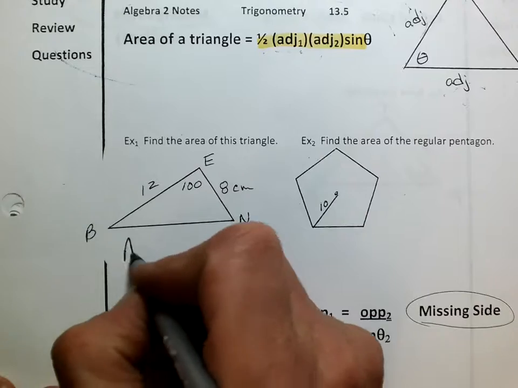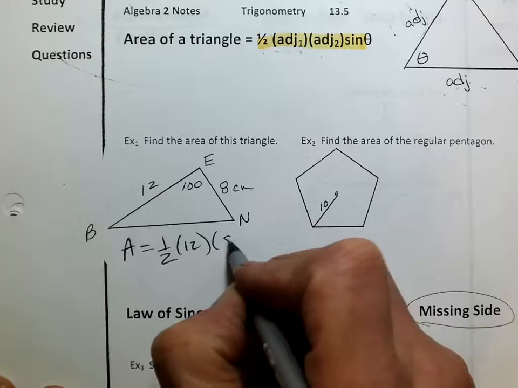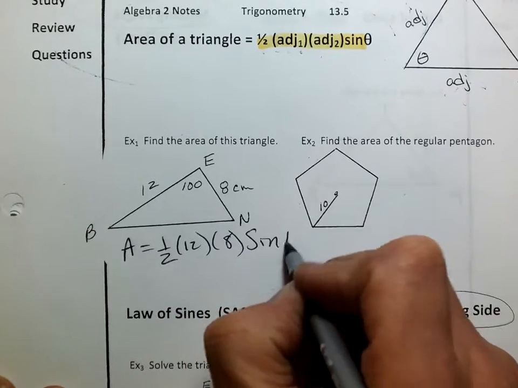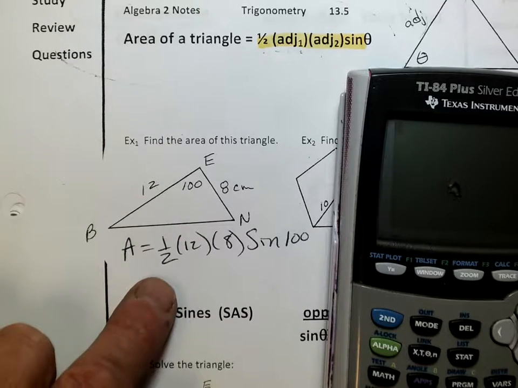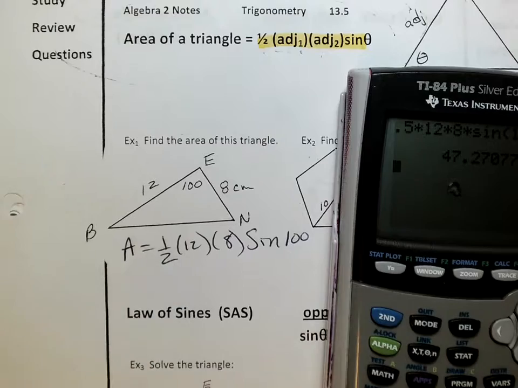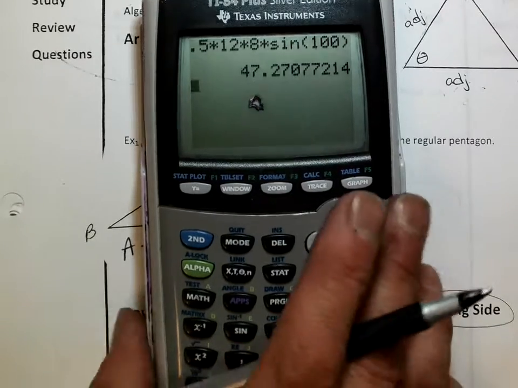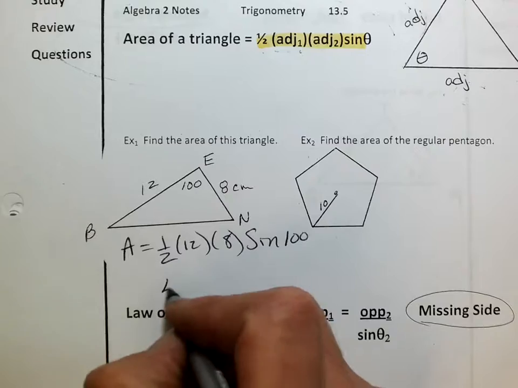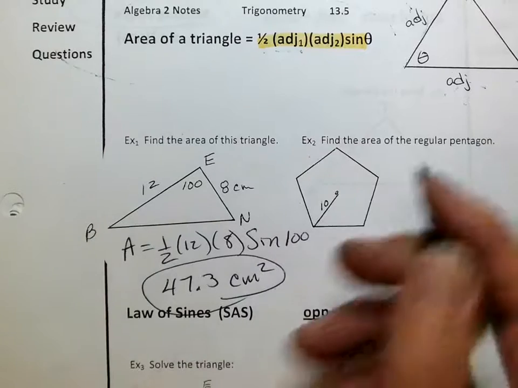We're just going to go area is equal to 1/2 times 12 times 8 times the sine of 100. I'm just going to use my calculator: 0.5 times 12 times 8 times the sine of 100. I got about 47.3. That's the area. It's that easy. And that's it. Trig isn't that hard. So I get 47.3 centimeters squared because it's area. Pretty easy little formula, isn't it?